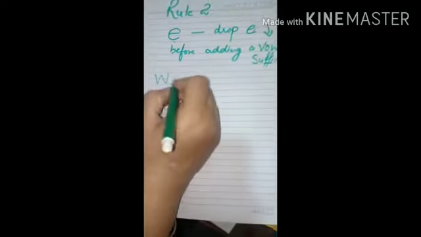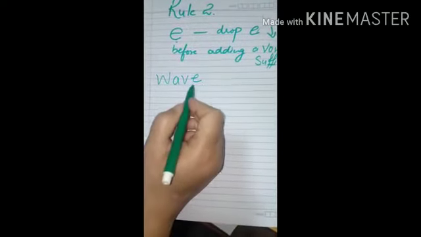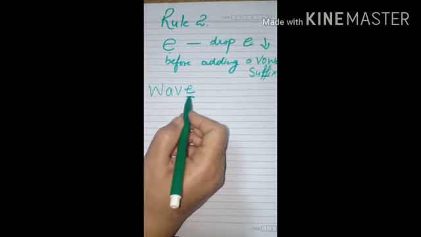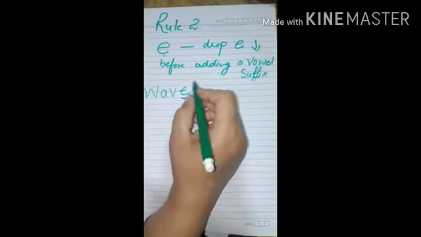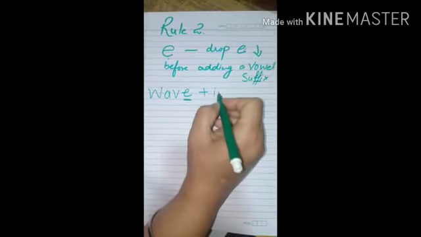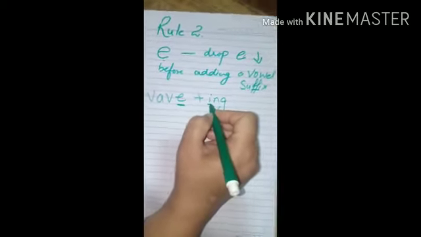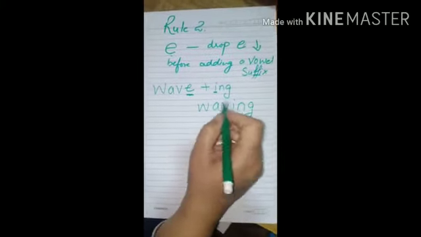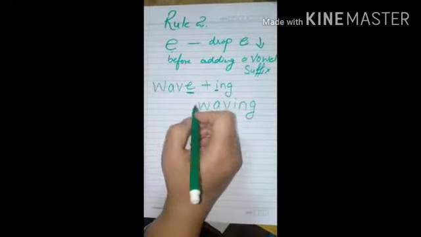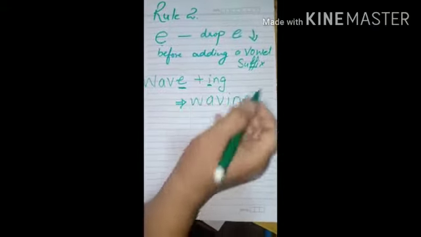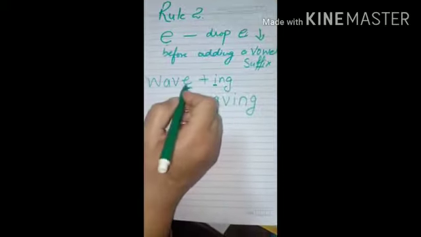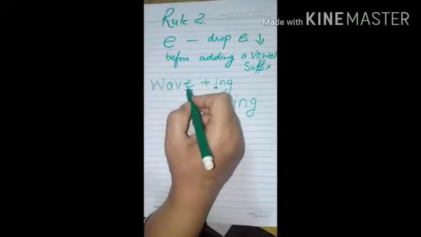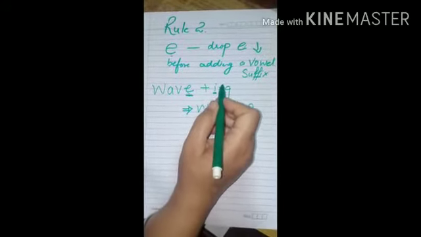Like wave. It ends with an E, which is silent. So what we have to do when we add a vowel suffix to that, the answer is going to be waving. So that E has disappeared. Keep this in your mind: when ing will come, E will disappear.